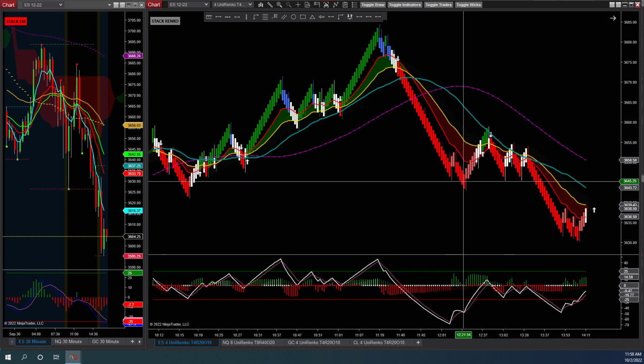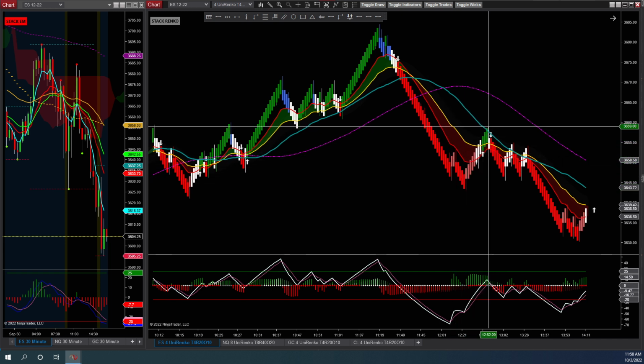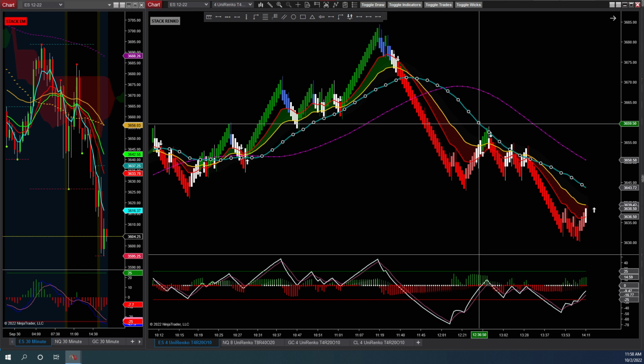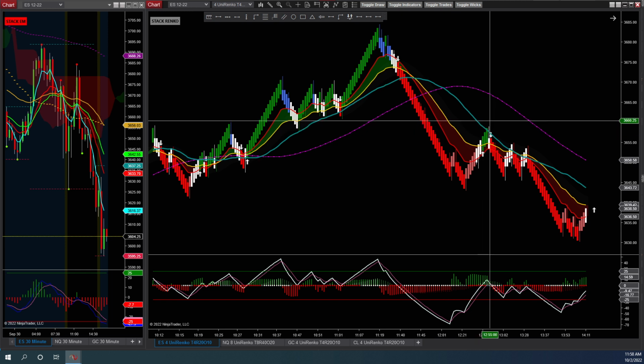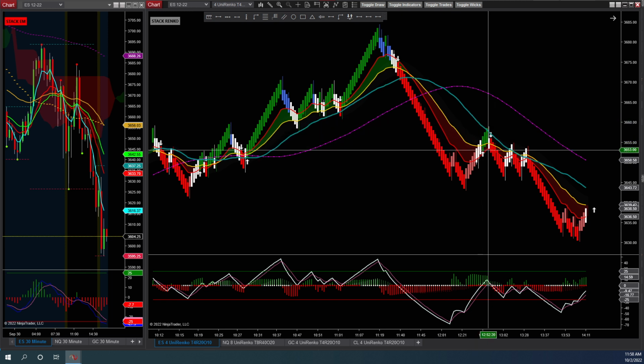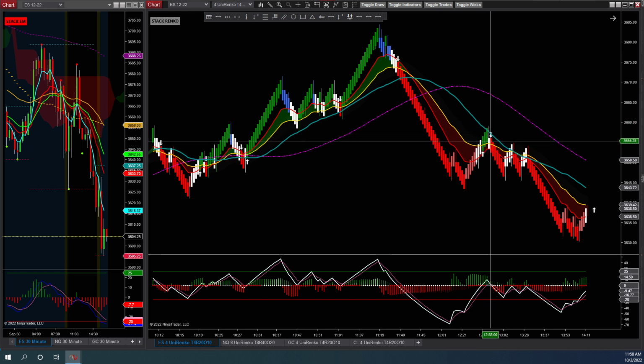Then the market came back up and then made a week out of the 50 SMA right there. Okay, so this one here, it's not really clean, but the moving averages are kind of stacked and they are together.